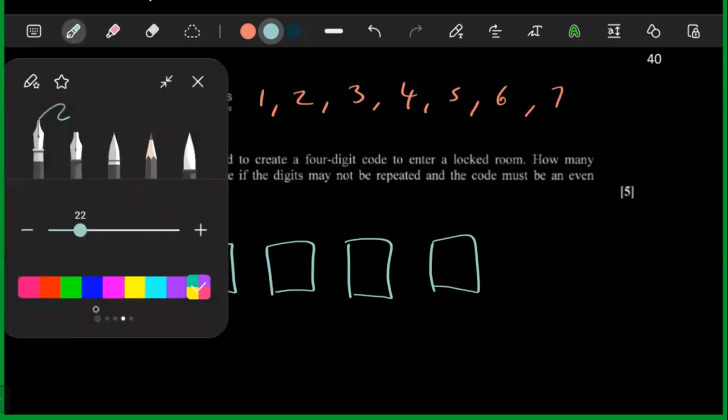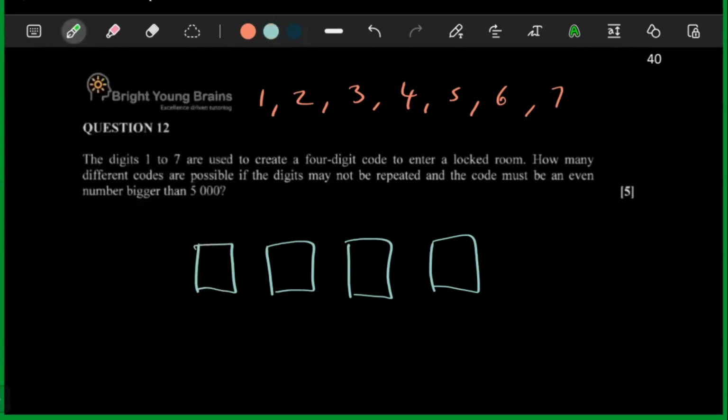And then they say here, how many different codes are possible if the digits may not be repeated? So you have to highlight certain things that are restricted. So digits may not be repeated, that's one thing. And then they say here, and the code must be an even number. So 2 things, no repeating, and it must be even. You see? So what you do is, you see here, we technically have 4 limitations.